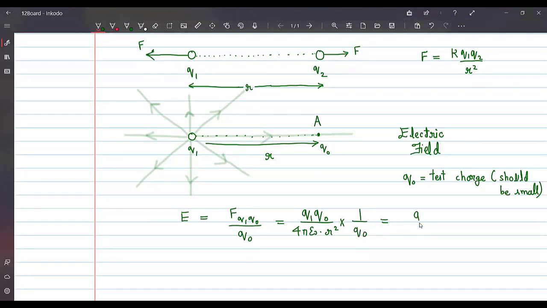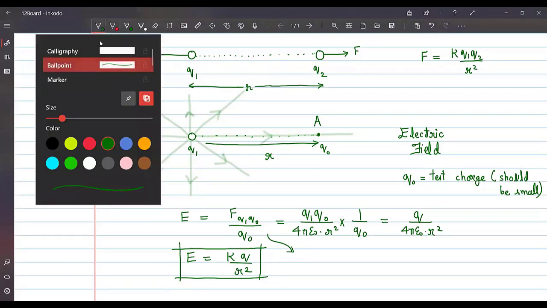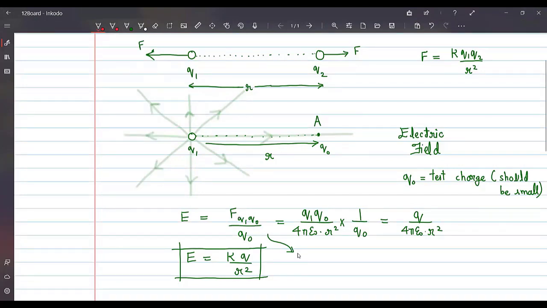From here, I get the magnitude of the electric field due to a single point charge. To remember it simply, the electric field due to a single point charge is given by kq upon r square. Easy result to remember. As you can see from here, the unit of force is Newton and the unit of charge is Coulomb, so the unit of electric field will be Newton per Coulomb.